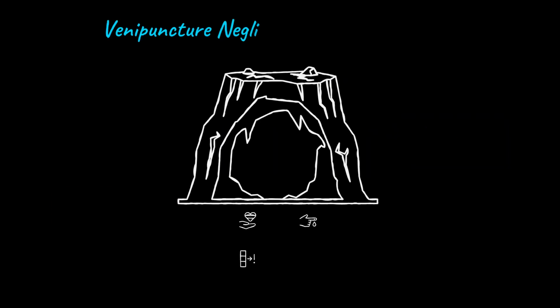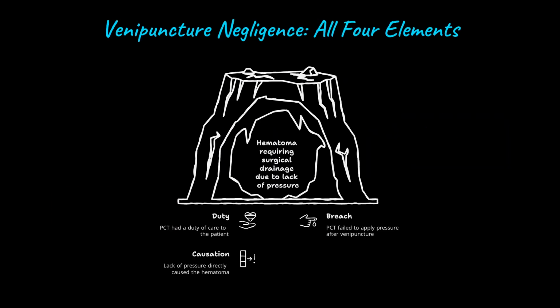In a real case, a PCT who skipped post-venipuncture pressure caused a hematoma requiring surgery. The care relationship established duty. Skipping the pressure step was the breach. The hematoma was directly caused by that breach, and the surgical costs and pain were the damages. All 4 elements were present and the case settled.